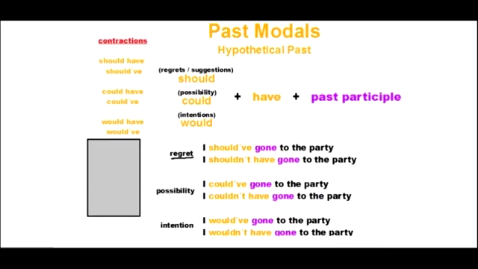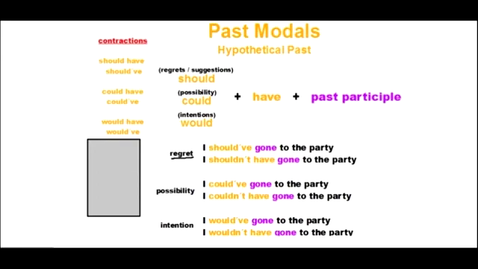For example, with an intention, okay? So it's a hypothetical idea. I would have gone to the party if something else happened. Or I wouldn't have gone to the party if something else had happened. So these, right, are about intentions when I use would, okay?